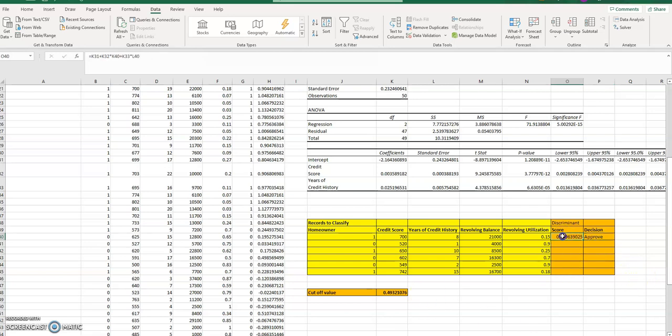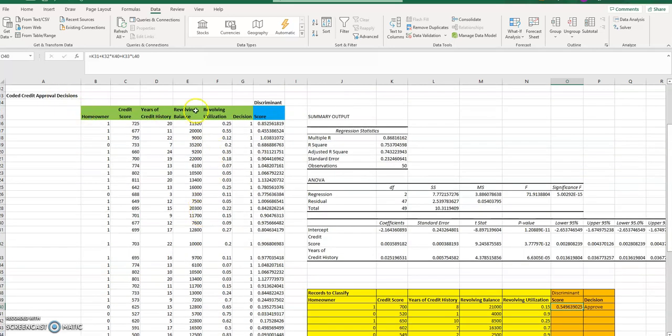So one more time here, just to make sure that everybody's clear. Once you finish up and compute all the regression results, it'll just be the intercept plus the credit score coefficient times the credit score from the record, and then plus the coefficient from the years of credit history times the actual credit history. And that way you can come up with a discriminant score for this case, and then you can make your decision.